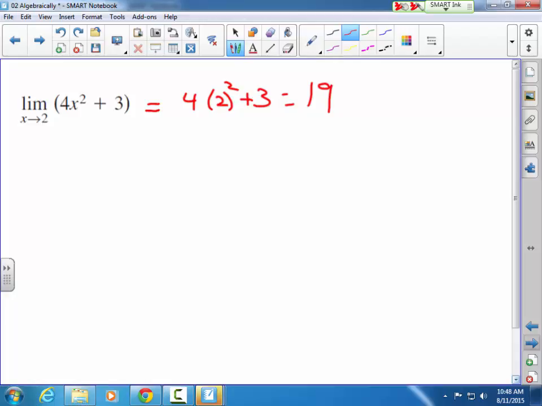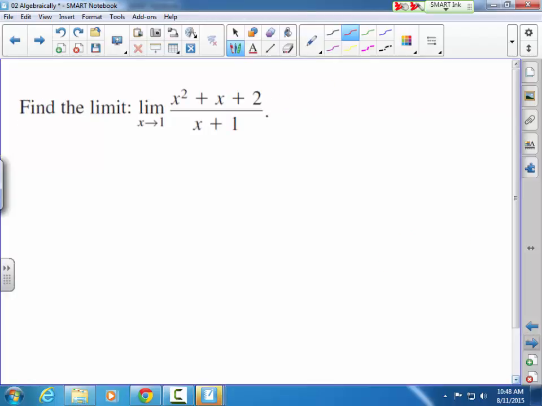Okay? What does that mean for us? That's the limit. We're done. Now, what does that mean graphically? That's right. If I'm looking at the graph of this function, where do I expect the function to be around the number x equals 2? Okay, so I expect the function to be up here somewhere. All right? Very good. Find the limit.